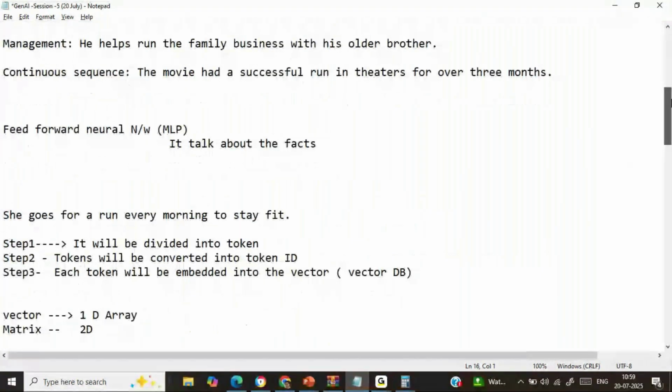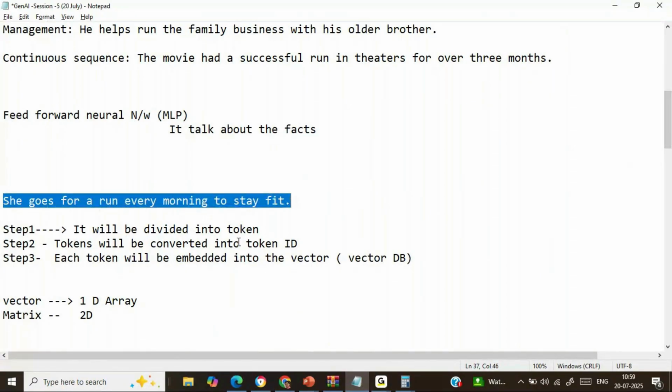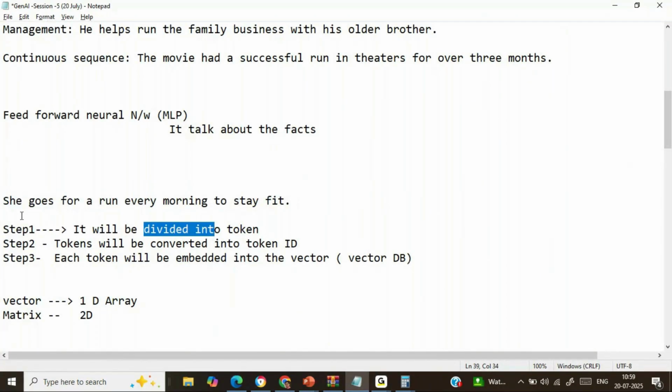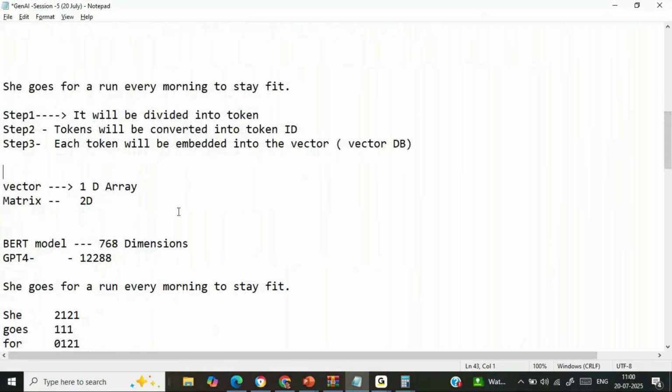Now moving further, what exactly is happening? If we are passing a sequence of tokens, then the sentence is divided into a sequence of tokens. Then tokens are converted into token IDs, and these are given to the vector database. Inside the vector database, the information or the tokens are represented in terms of multi dimensions, and the dimension depends upon the model we are picking.